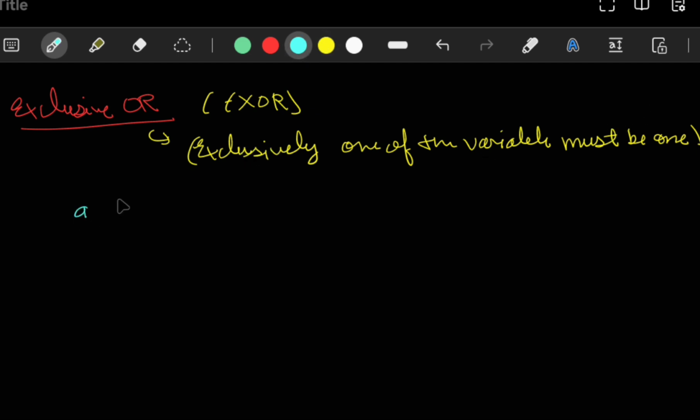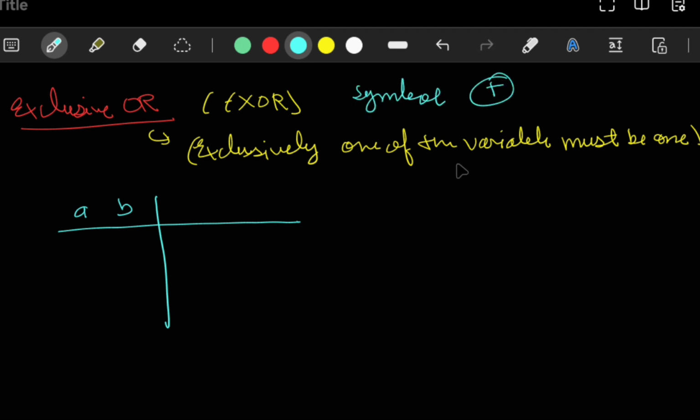For example, if we have these two symbols, what is the symbol? This is the symbol. Now this is your XOR. Again, there are four possibilities. Can I say exclusively one of them is 1? Yes. Here also exclusively one of them is 1. Can I say here exclusively one of them is 1? You know, exclusive news.